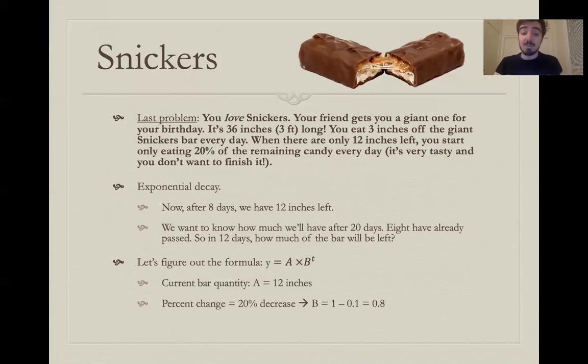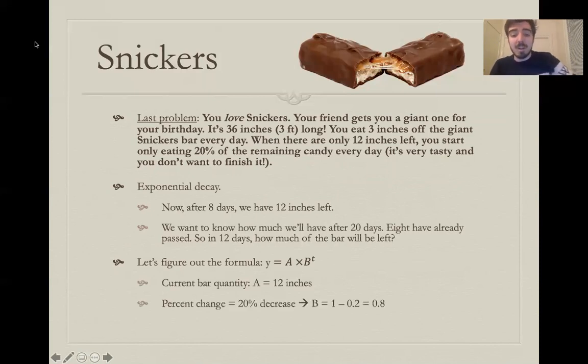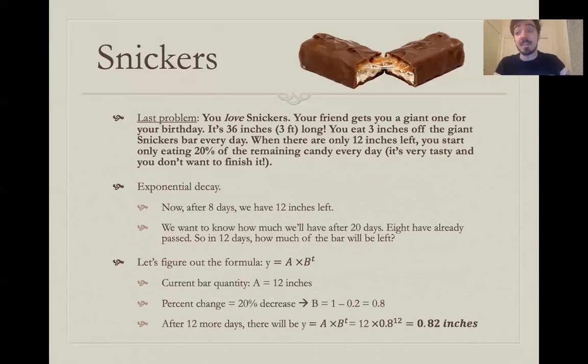Percent change is a 20% decrease. And that's clearly not right. There we go. 1 minus 0.2 is going to be 80%. It's basically our b is going to be 80%. Every time we multiply by b, we're taking 80% of the quantity we had last period, that is, losing 20% of it. And if we plug 12 into our equation here, we should get that after 20 days, our Snickers bar has gotten down to 0.82 inches.